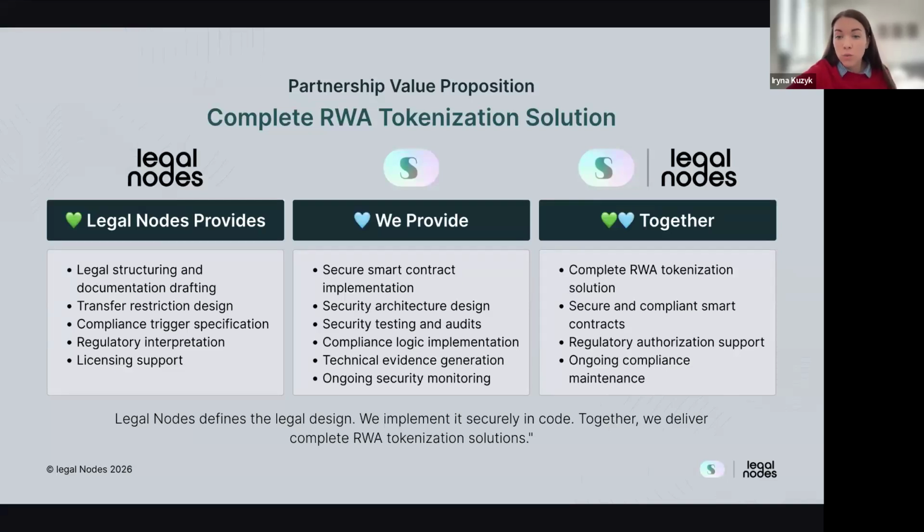And together we complete this whole RWA tokenization solution that actually turns your securities into tokens on the blockchain in a perfect manner and in a way where legal documentation is perfectly aligned with the expectations of US issuers, expectations of investors, and the operational logic of how this needs to function.